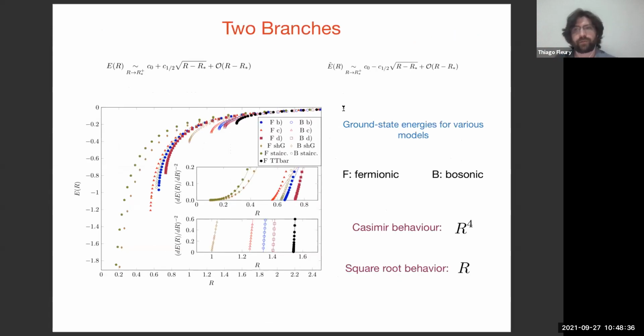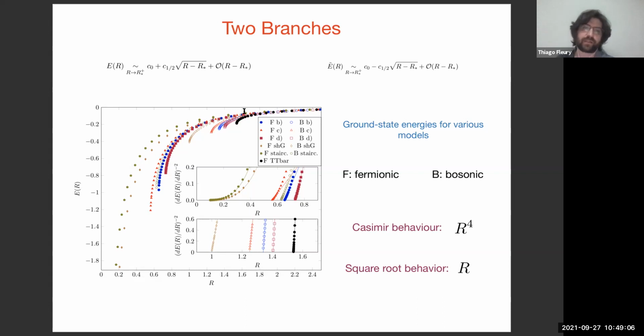So, okay, generically for other models, what happens is this iterative procedure stops converging for some finite value of R. And there are 2 branches because the singularity is of the square root type. So here in this plot, I show all the models that we consider. You see that there are some models. This is the plot for the ground state energy in terms of R.